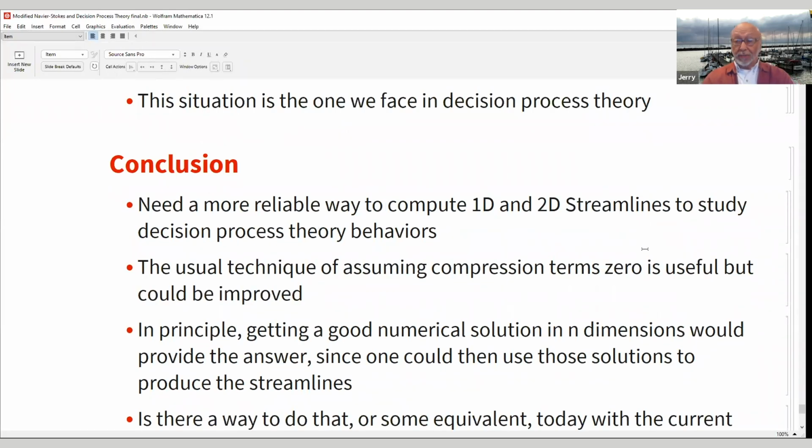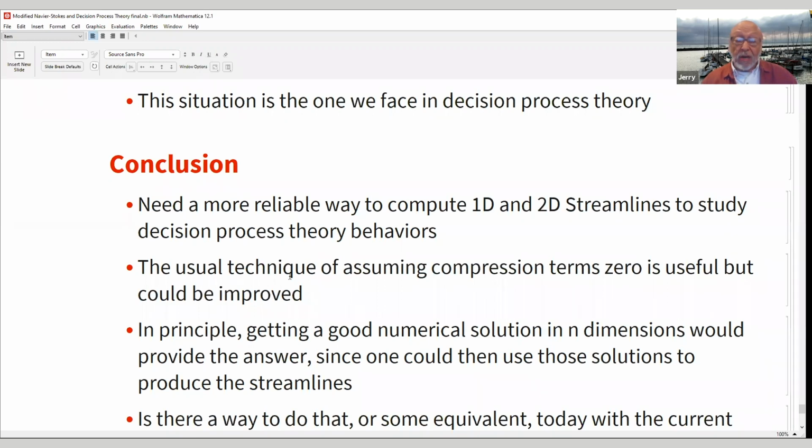What would I like to do? I thought about this for a while, and I said, okay, if I wanted to take the game theory calculations to the next level of computability and provide a set of notebooks that I could give to non-experts, people who are not experts in partial differential equations or game theory, a reliable way to see the structure of a game, then I need a more reliable way to compute the 1-dimensional and 2-dimensional streamlines.